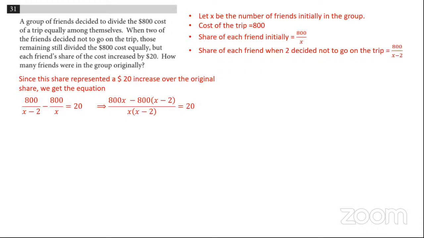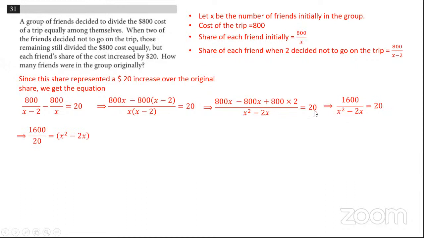After this, we'll just expand this, open this bracket of x minus 2. We'll get minus 800x plus 800 into 2. And in the denominator as well, we will expand the bracket to get x square minus 2x. Now 800x minus 800x, they will cancel out. And 800 into 2 is 1600. So basically we'll get 1600 by x square minus 2x equal to 20.